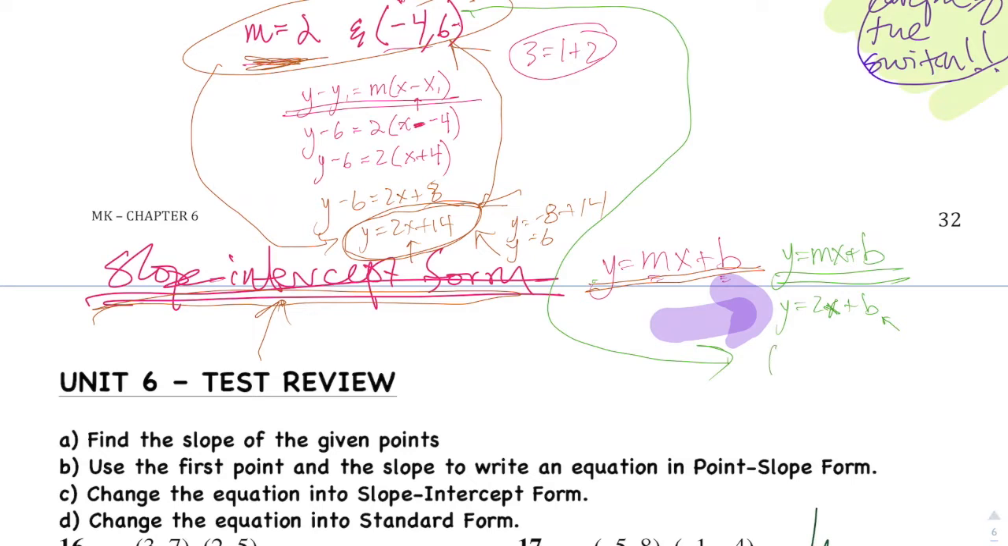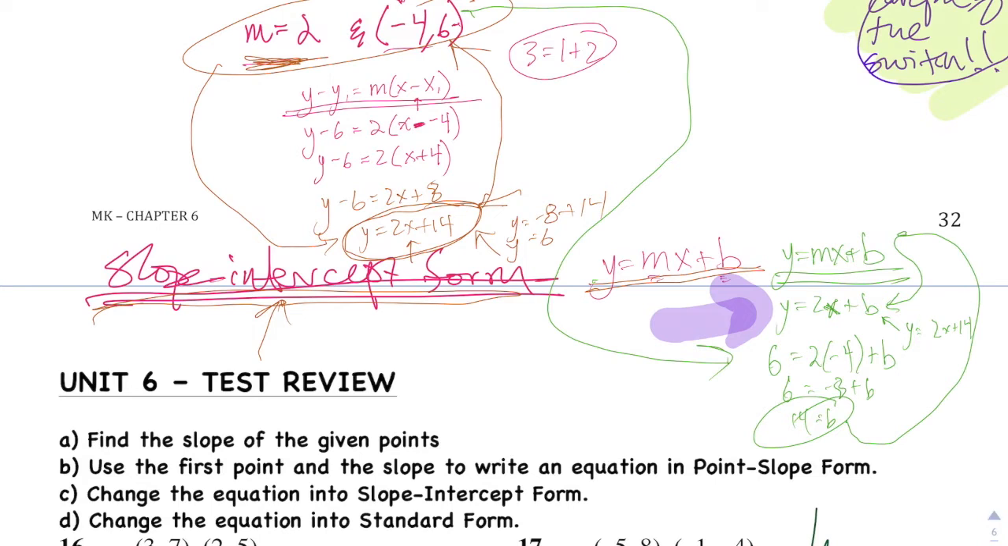Your y value is 6. Your x value is -4, and that allows you to solve for the b. You have 6 equals -8 plus b. You add 8 to both sides, and you get b equals 14. Now, what do you do with this b? It's very important. You take this b, and you don't go back up to the top. Nope. You go right here. And so the equation of the line will be y equals 2x plus 14.